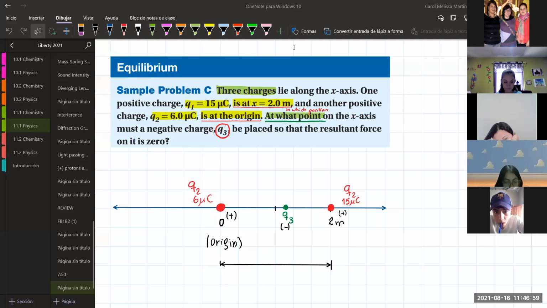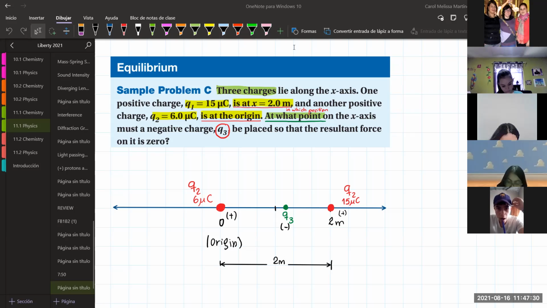$2. 2 meters. That is very important. Thank you. So I'm saying that all these measures 2 meters, okay? I'm saying that the distance between these two charges is 2 meters. And I'm also saying that Q3 is inside those 2 meters. That's very important.